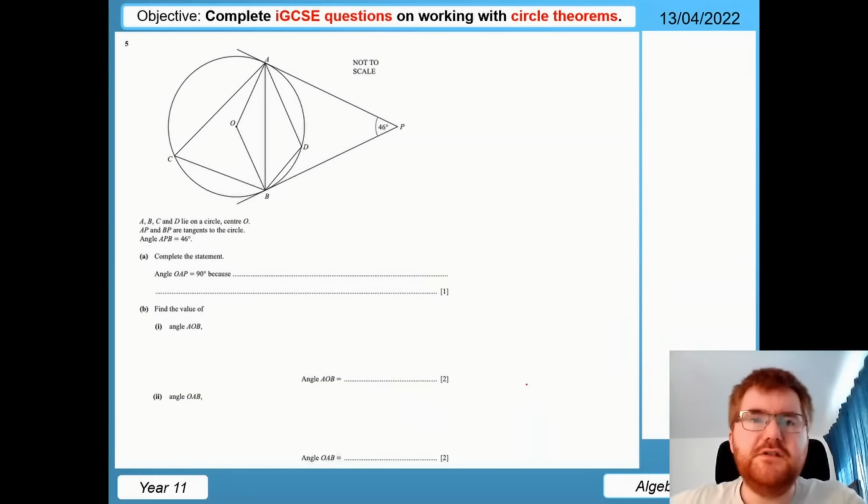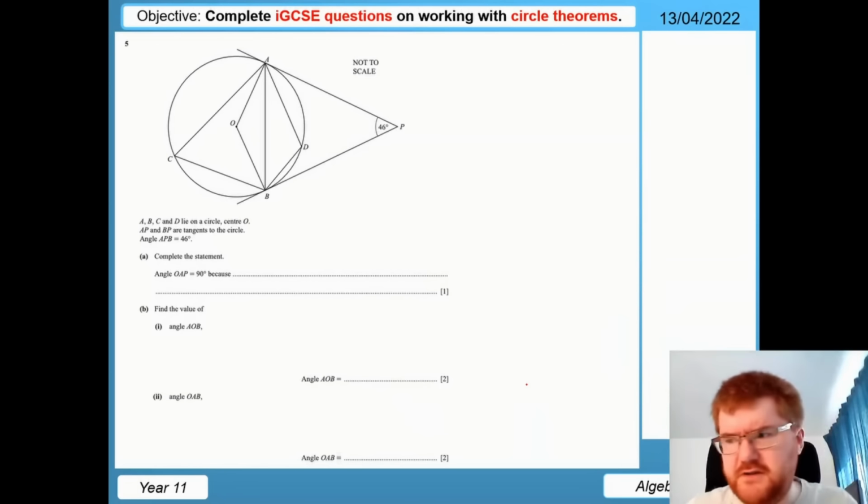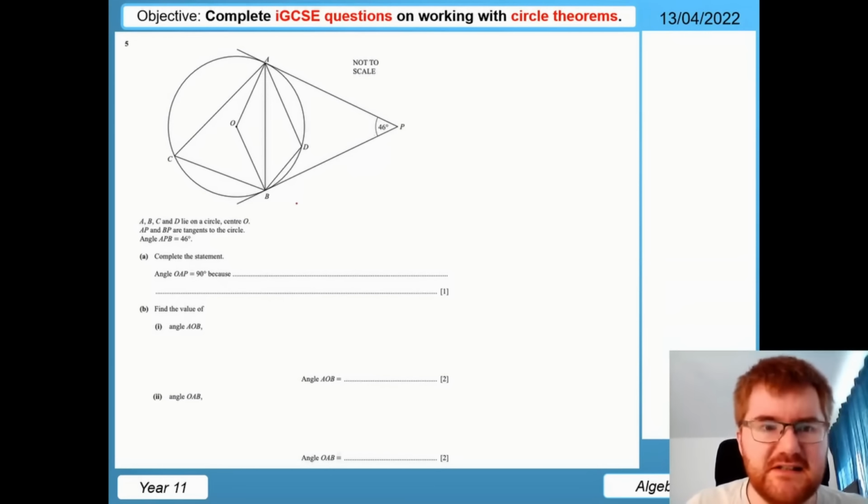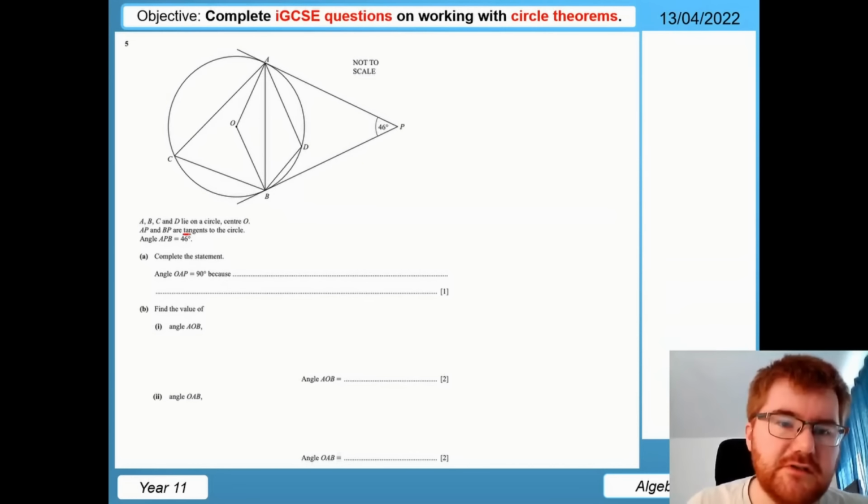All right, let's go on to a much more in-depth question. So this is your typical paper 4 question, whichever course that you're doing. A, B, C, D lie on a circle, center O. AP and BP are tangents to the circle. That's important. So AP and BP are tangents to the circle. And angle APB, this angle over here, is equal to 46.